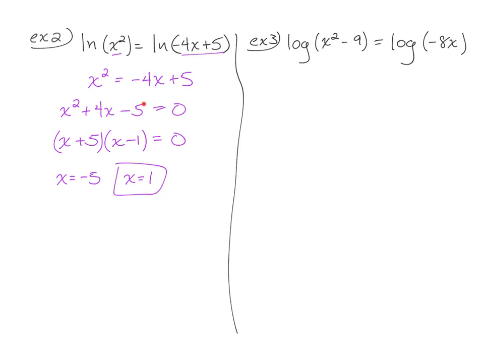That's a positive number. So -5 works in this log, but what about this one? -4 times -5 is 20. 20 plus 5 is 25, also a positive number. So I want to make a note here. First, x equals -5 is a good answer.